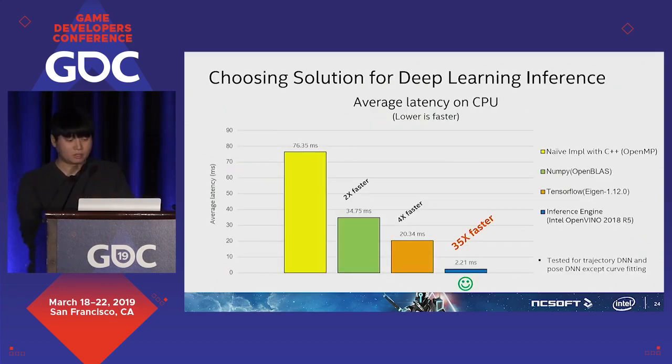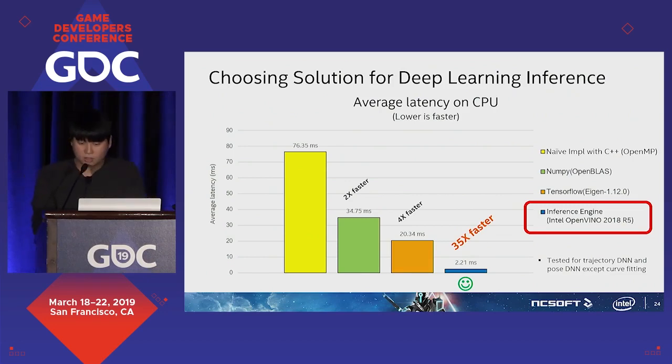To select library for inference computation, we tested commonly used libraries to compare the inference performance on CPU, including our naive implementation with C++. For each library, we measured latency of performing all the inference tasks needed to create 100 IK motions. Inference engine, which is a key component of Intel OpenVINO toolkit, took about 2 milliseconds, which is significantly faster than other libraries.